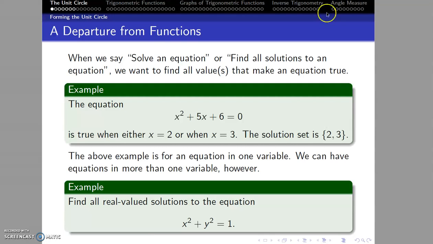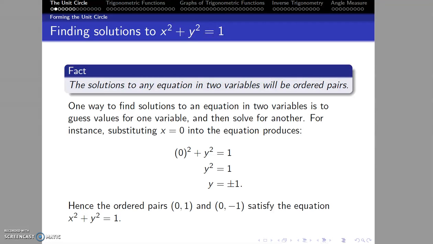Which brings me to a very simple observation. The solutions to any equation in two variables will be ordered pairs. So if you had an equation in three variables, say x, y, and z, then your solution set would have ordered triples, right? So x, comma, y, comma, z. But since it's in two variables, we're going to have x, comma, y as our solutions.